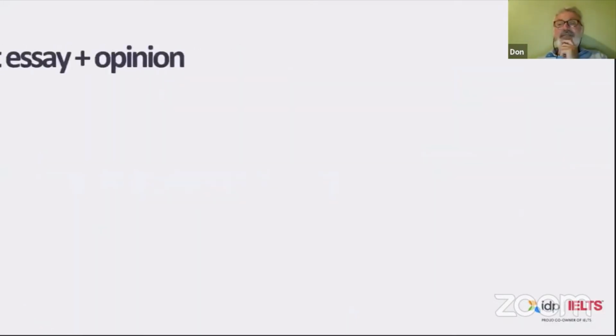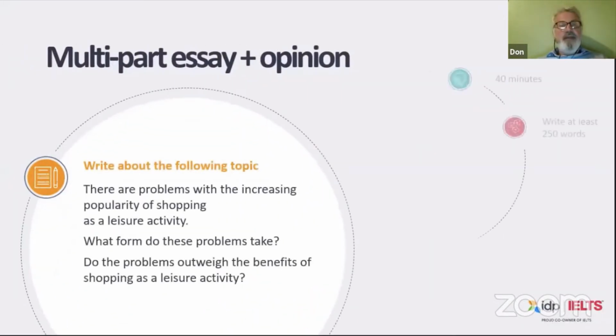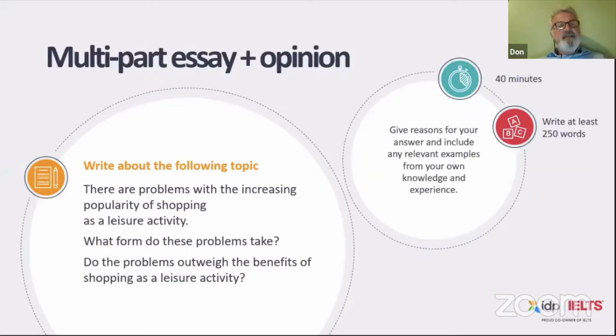Finally, let's look at another example. The same topic, but a different task. There are problems with the increasing popularity of shopping as a leisure activity. What are the problems? Do the problems outweigh the benefits of shopping as a leisure activity? Here, you have to make a judgment. You have to evaluate the positives and the negatives and then say which is more important.